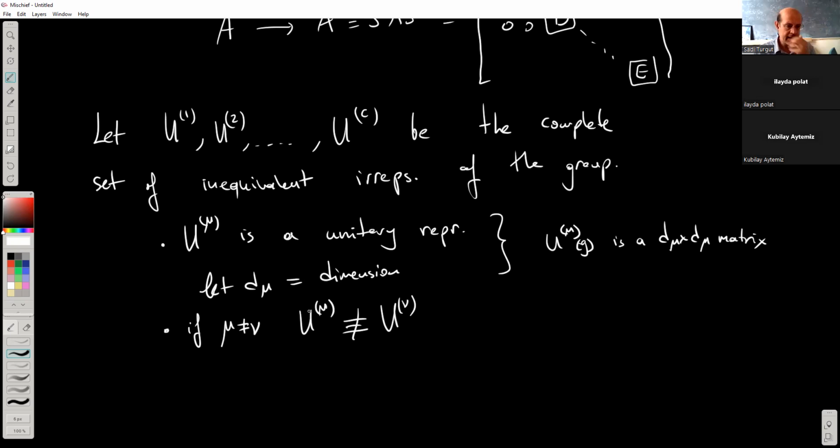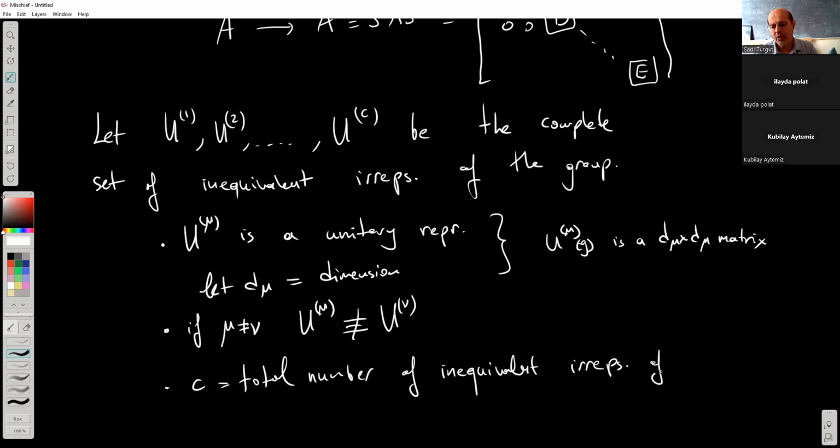In any case, let's see. All right. So let me just think about it. So in any case, here C is the total number of inequivalent irreps of the group.